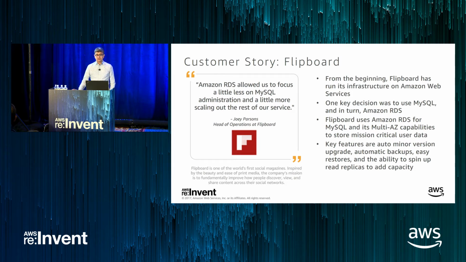Story of a customer of ours, Flipboard, which was the world's first social magazine. From its inception, Flipboard has run its infrastructure on AWS. Early decision was to use MySQL and, in fact, RDS. Flipboard uses Amazon RDS for MySQL with the multi-availability zone capability to store mission-critical user data. And the big features that mattered for Flipboard included auto minor version upgrades, automatic backups, easy restores, and scaling up your reads by adding read replicas easily. All of the basic value proposition I just talked about.